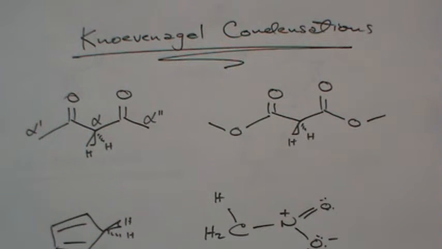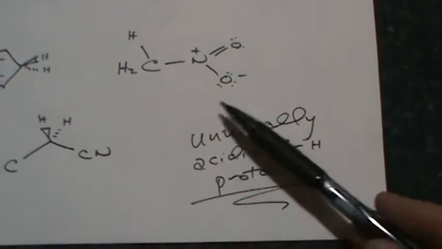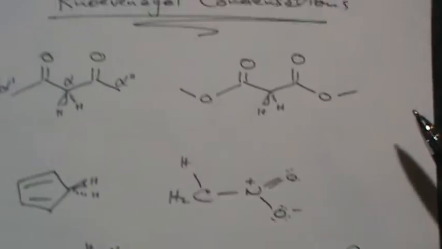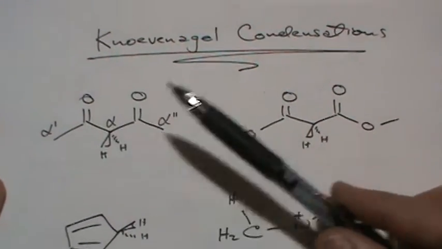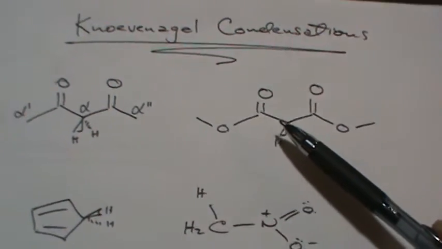Knoevenagel condensations are going to occur when we have a compound like these shown on the page, which have an unusually acidic CH proton. So this would be true when we have, for example, beta dicarbonyl compounds. This one is a beta diketone, this is a beta diester.